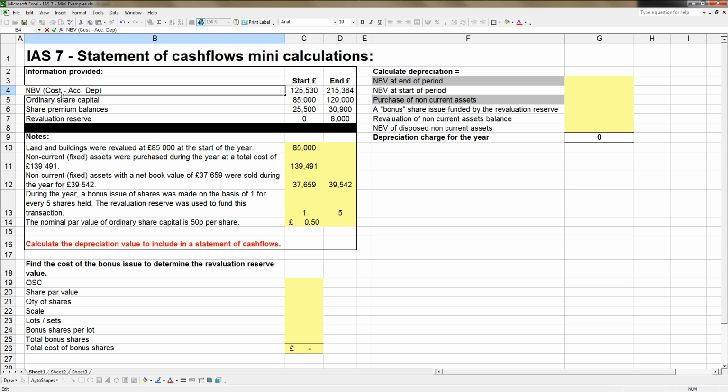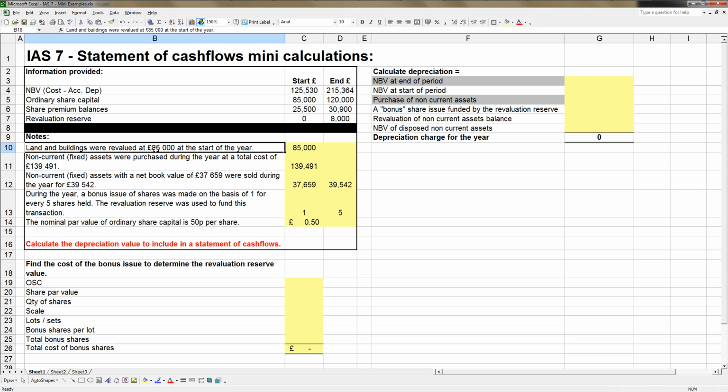Non-current assets were purchased during the year. You've got non-current assets that were sold. During the year, a bonus issue was made, 1 for 5. The revaluation reserve was used to fund the transaction. So that's the key point there it's mentioning. So there's a kind of a condition there you need to work together. The nominal or the par value of the ordinary share capital is 50 pence per share. So I'm just using the values there so I can easily work this out with my method.